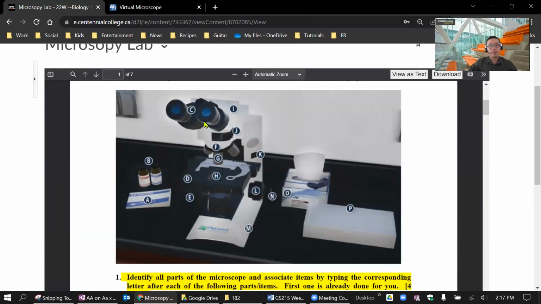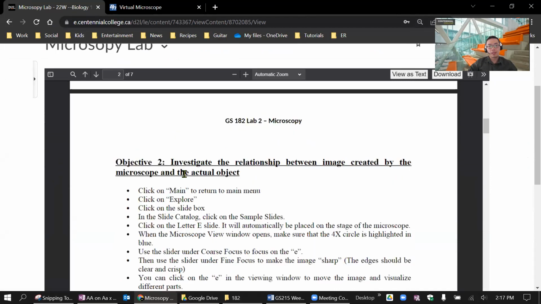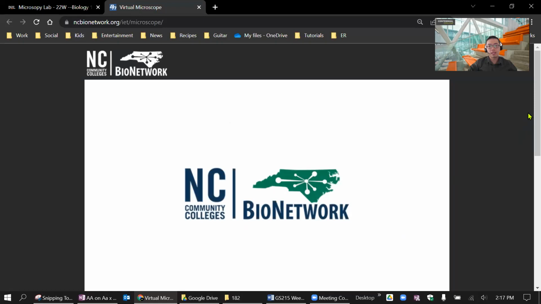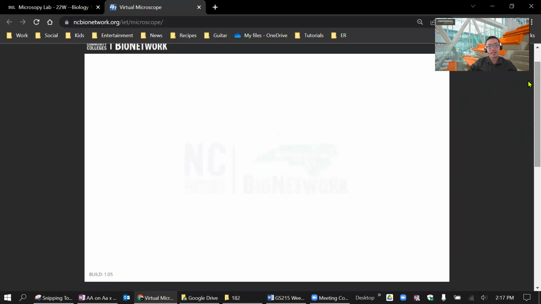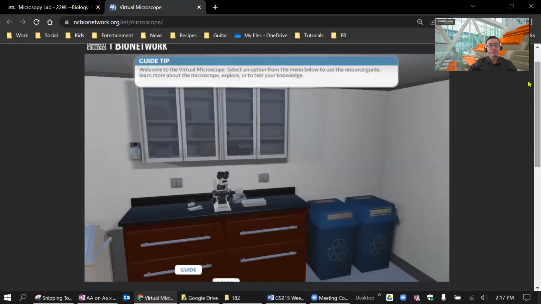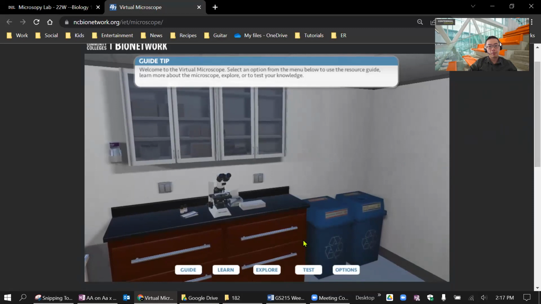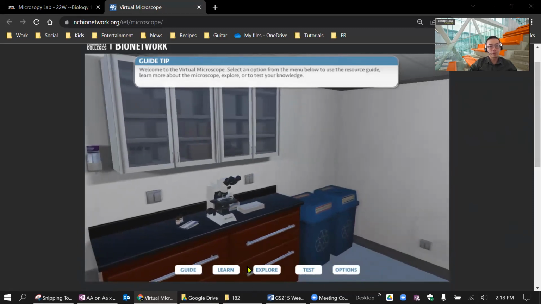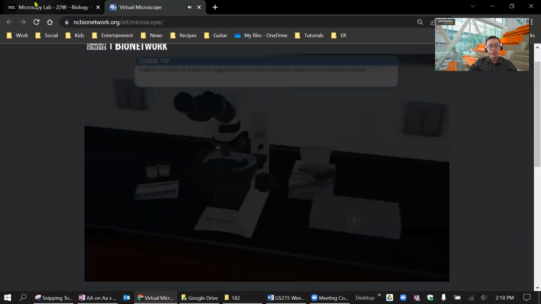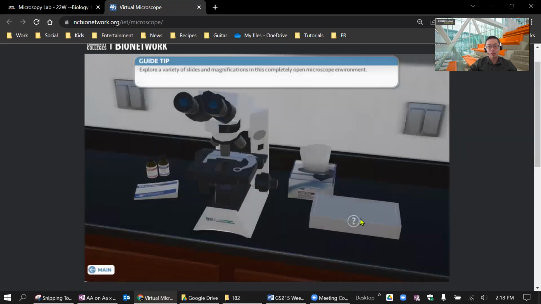The first part is just labeling the microscope. That should be easy. It will tell you exactly where to click. This is the simulation for the microscope. I know it's not like the real thing, but it's the best we could do. I'm going to click on explore. I'll move this out of the way first. It will tell you: click on explore, click on the slide box, you just follow it.